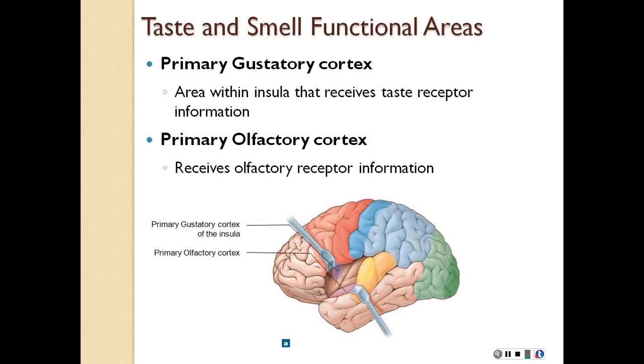And taste and smell functions, so gustatory. Gustation means taste. So the primary taste area of the brain is the insula. So again, to get to the insula, you have to pull away the temporal lobe. And then the primary olfactory, meaning what? Smell, sense of smell, is located there as well.